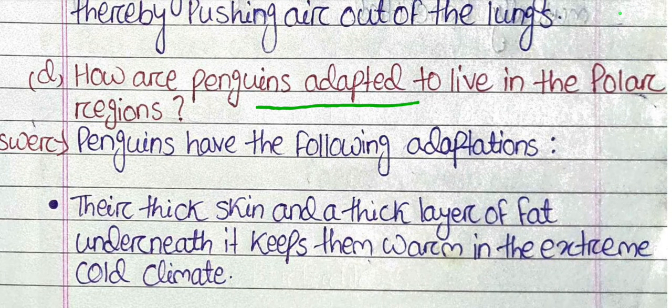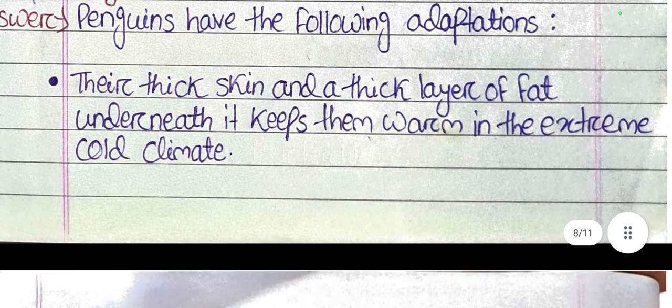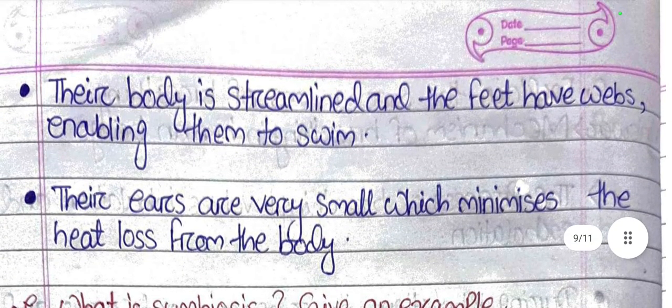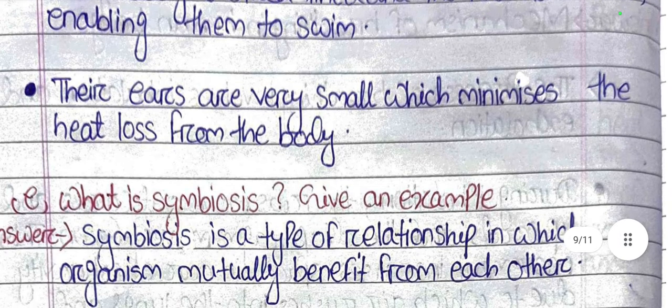So, how are penguins adapted to live in the polar region? Penguins have the following adaptations. First is their thick skin and a thick layer of fat underneath. It keeps them warm in the extreme cold climate. The next point is, their body is streamlined and the feet have webs enabling them to swim. The next point is, their ears are very small, which minimizes the heat loss from the body.